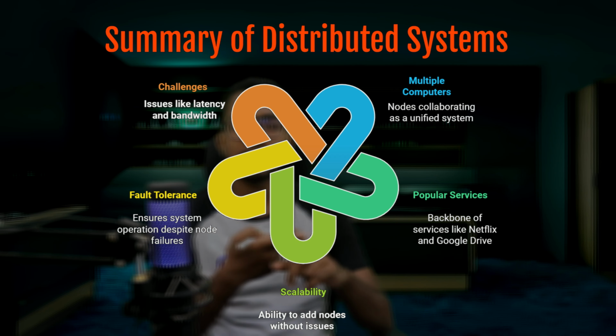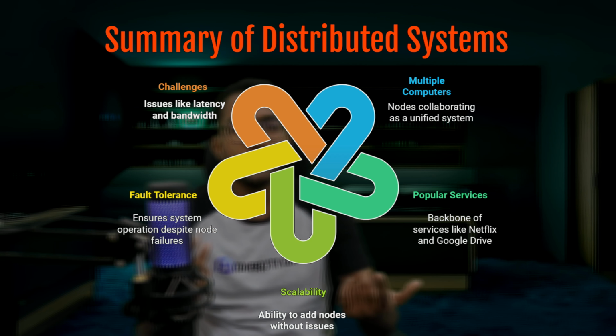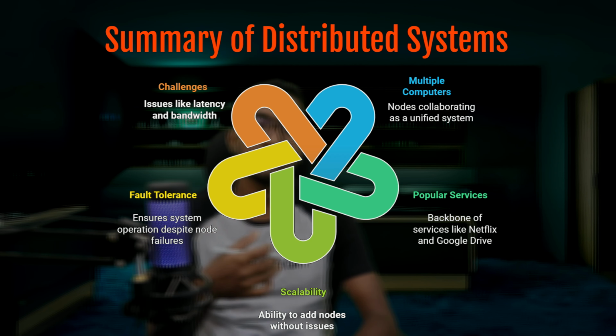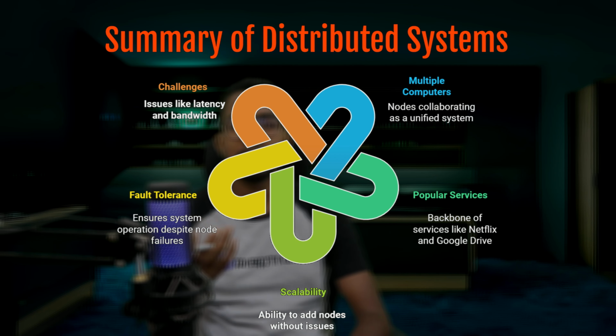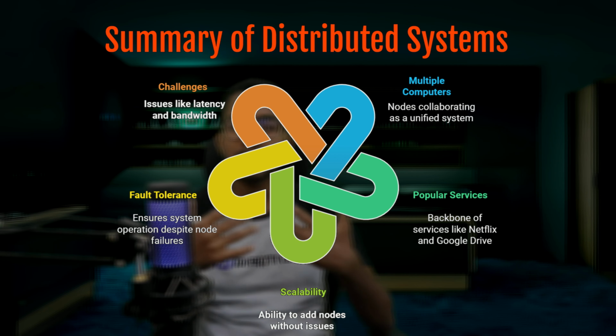So first of all, multiple computers are working together as one system. A distributed system relies on multiple computers or nodes that collaborate to process data and run tasks. Each node is independent, but together they form a network that performs as if it were one system. This is how large scale applications like Netflix or Google Drive can handle millions of users all at once. And the user only sees the front end interface, but behind the scenes, all these nodes are working hard to ensure that the system runs smoothly.